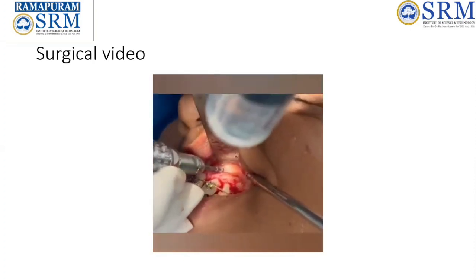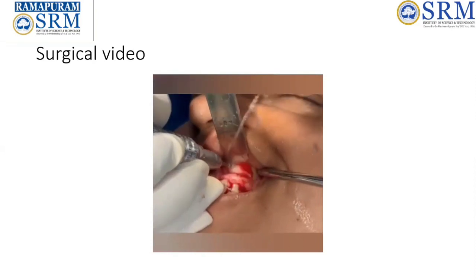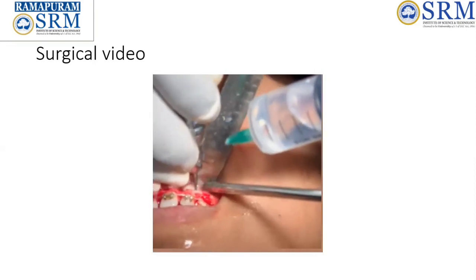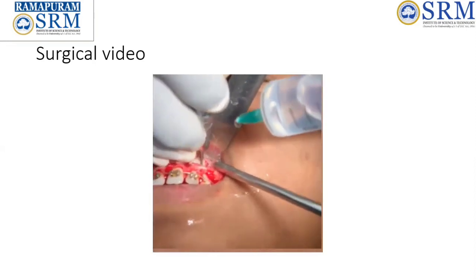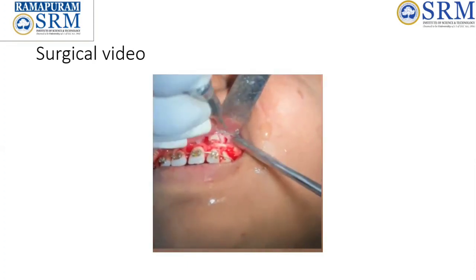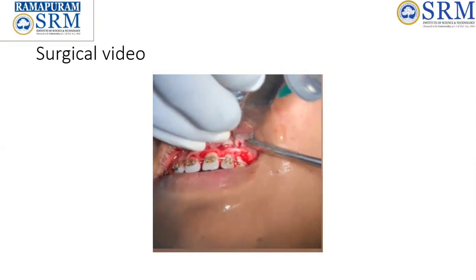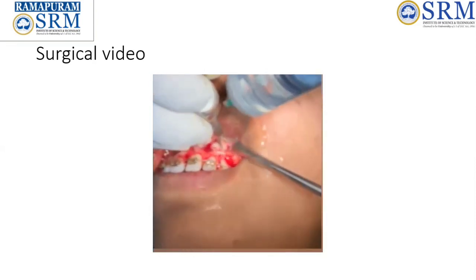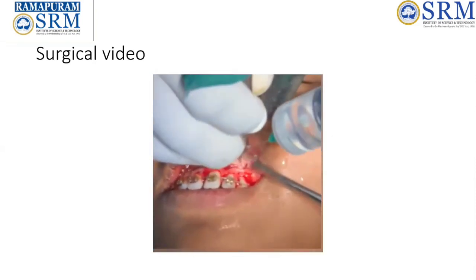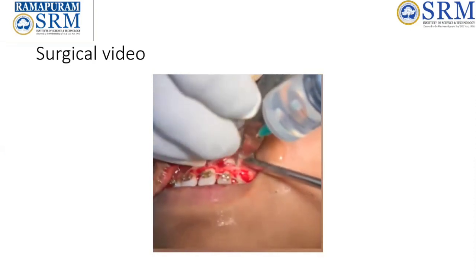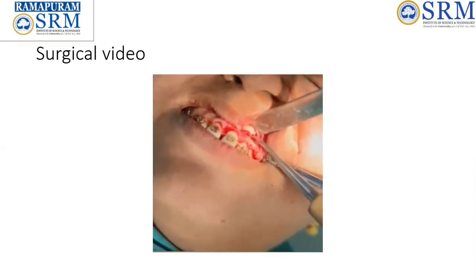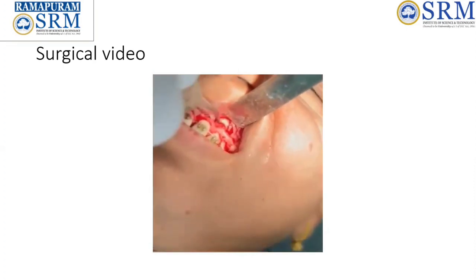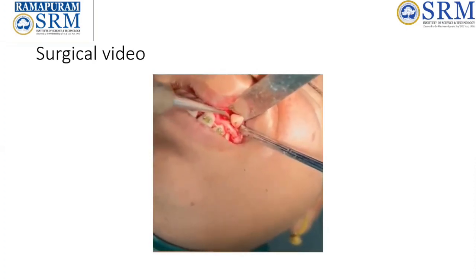Once the crown is exposed, we section the tooth. The crown and root are sectioned. Then the remaining root part is elevated from the socket. This is the remaining root, which is elevated with the elevator, either Coupland's elevator or a Cryer elevator.